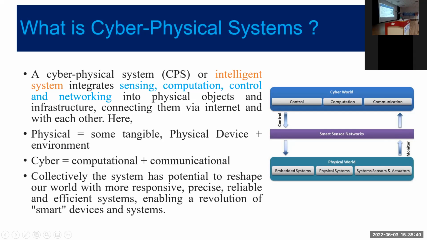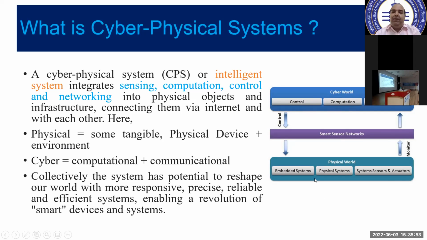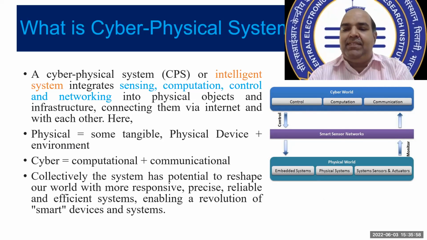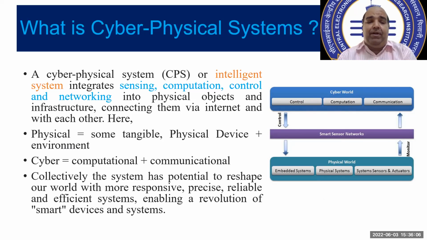If you see this figure, the cyber world has three main basic units: the control block, the computation block, and the communication block. And the physical world, which we all know and usually work on, is the embedded system, the physical systems, and then the system sensors and the actuators. Collectively, the system has the potential to reshape our world with more responsive, precise, reliable and efficient systems. These systems will enable the coming world of smart devices and systems.